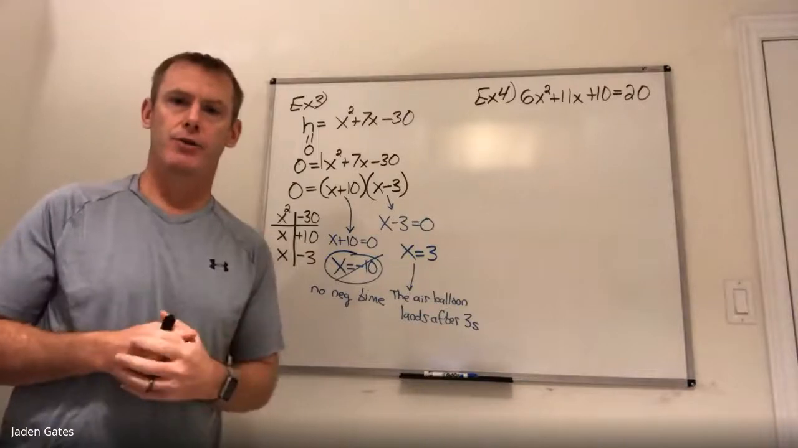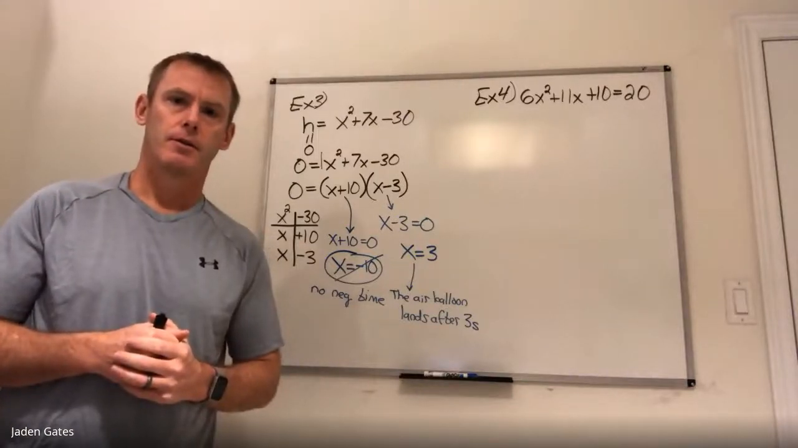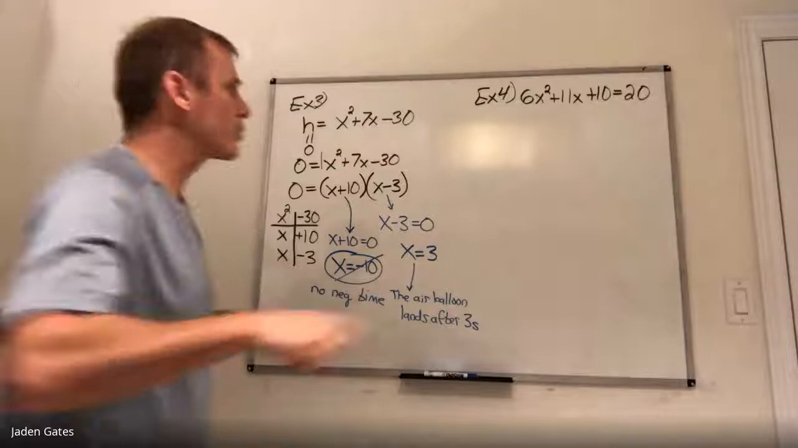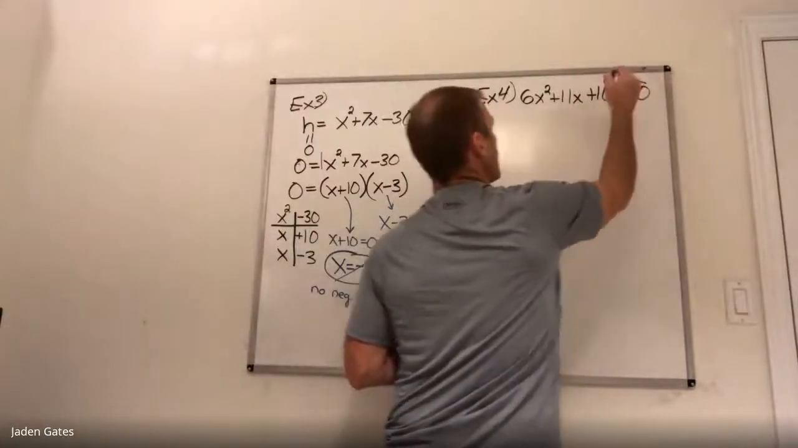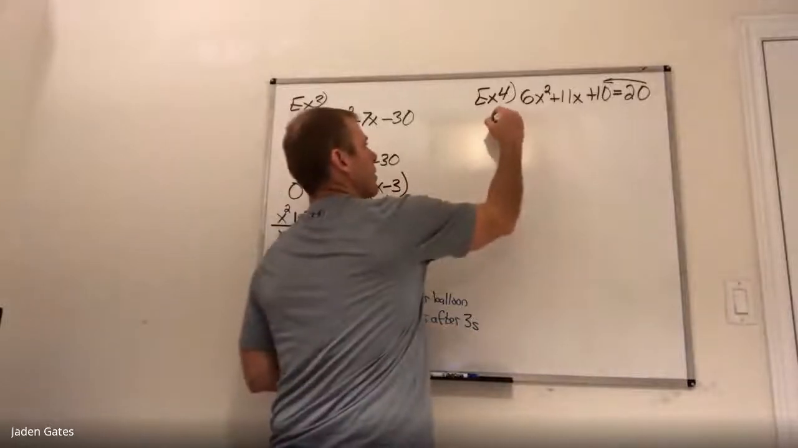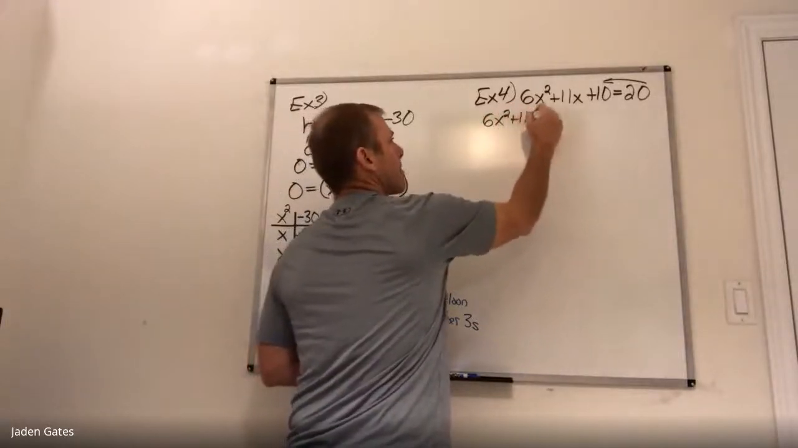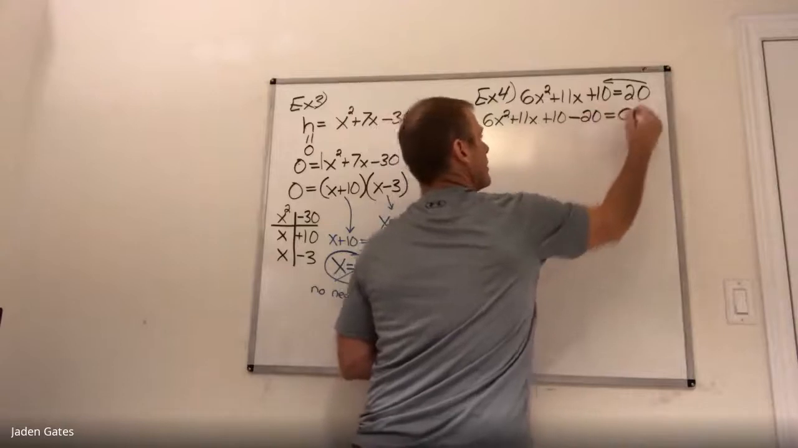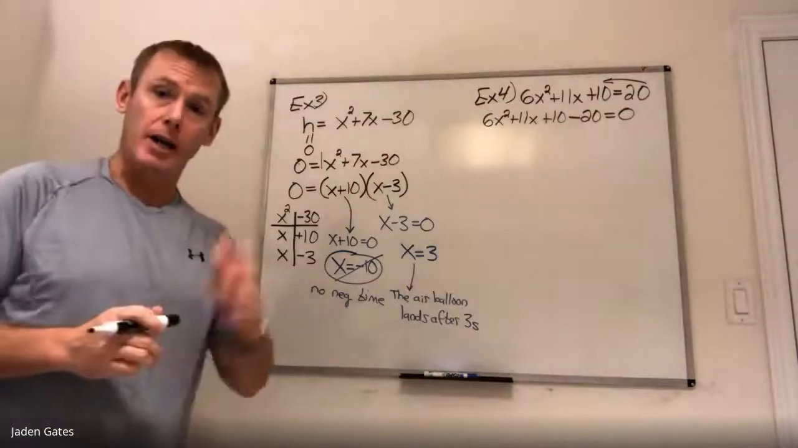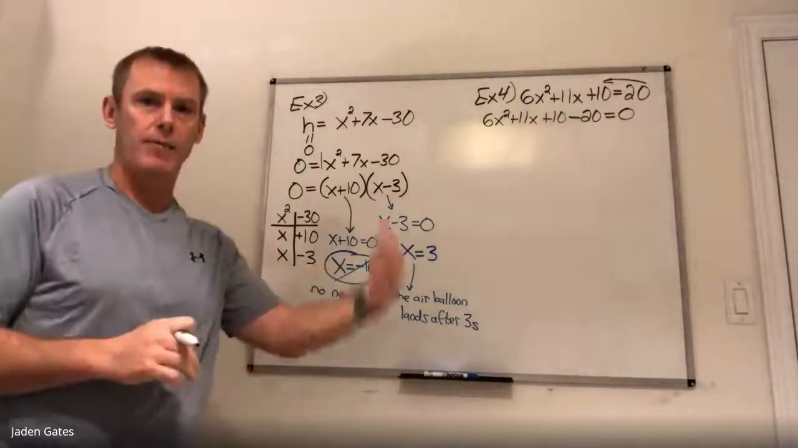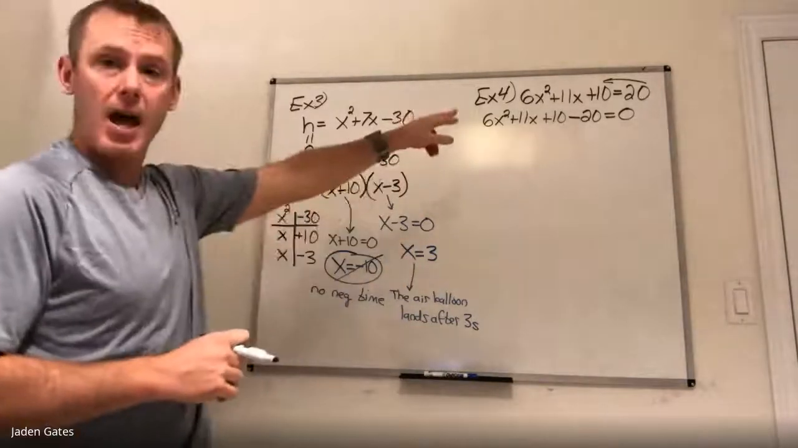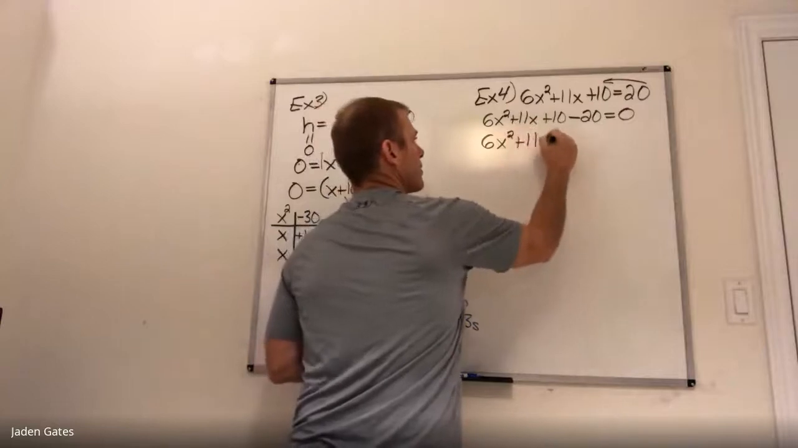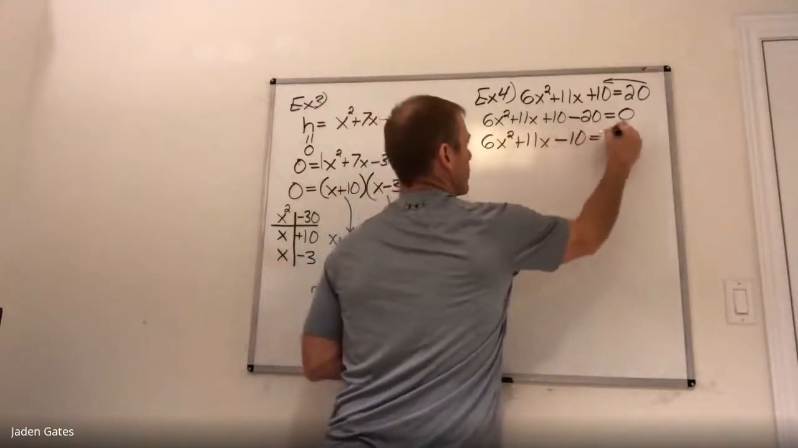Anybody tell me why I can't do that just yet? Because you need a 0 on the equal sign. Right. So I'm going to move that 20 over. So now I have 6x squared plus 11x plus 10, and the 20 comes over, so it's changing signs, minus 20. When you are factoring a quadratic, I have to have 3 terms, unless it's a difference of squares. So I'm going to put that 10 and that minus 20 together. And so I have 6x squared plus 11x, 10 minus 20 is a minus 10, equals 0.